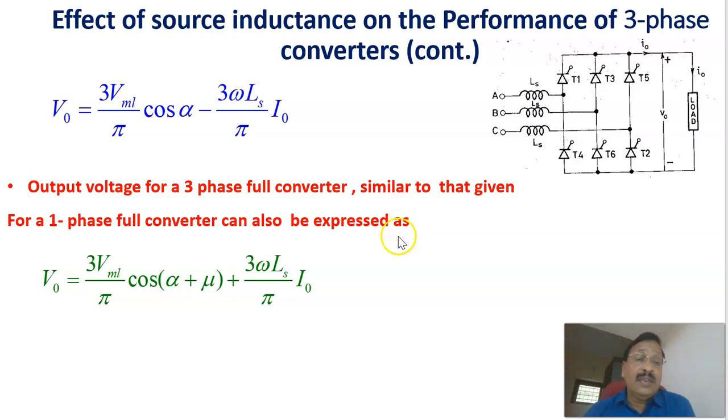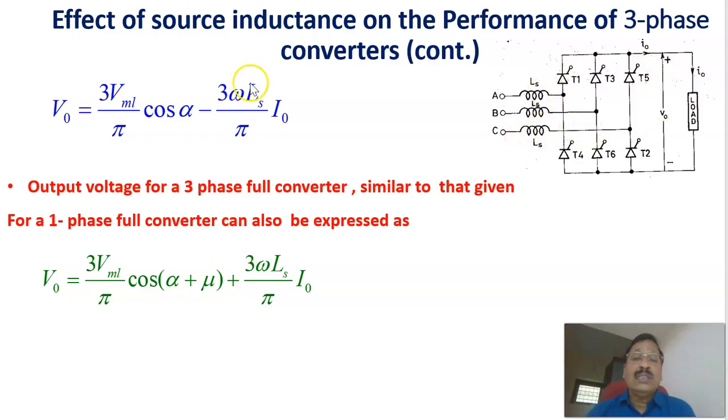Similar to the single phase, you can derive one more equation in terms of alpha and mu, the overlap angle: V naught equals 3 VML by pi cos alpha plus mu plus 3 omega Ls divided by pi into I naught. This is the one more equation, similar to the single phase full wave converter.